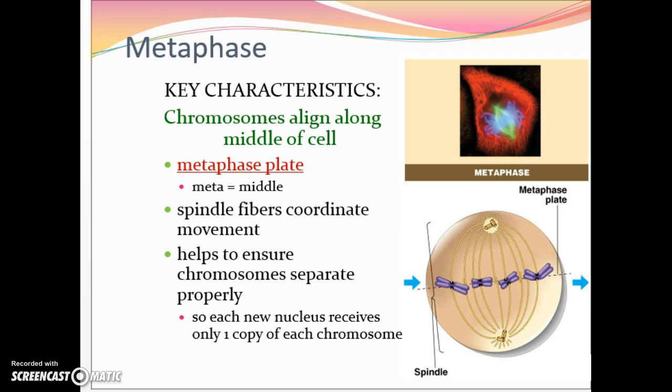So now we have our chromosomes lining up very nicely across the metaphase plate. Meta means middle. And again, it's happening because of those spindle fibers coordinating the movement and balancing the pull in both directions. That tension of having the chromosomes line up this way is really important to ensure that the chromosomes are going to separate properly so that each new nucleus is going to get only one copy of the chromosome.